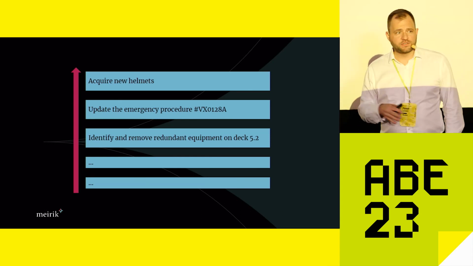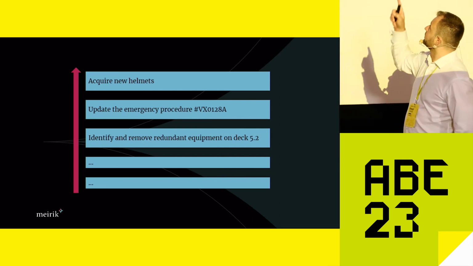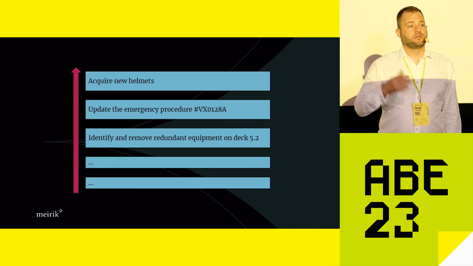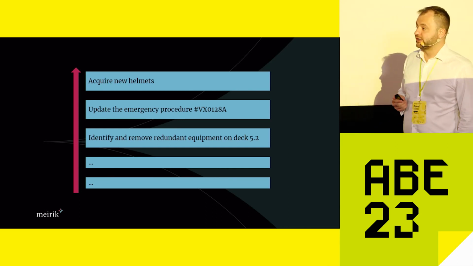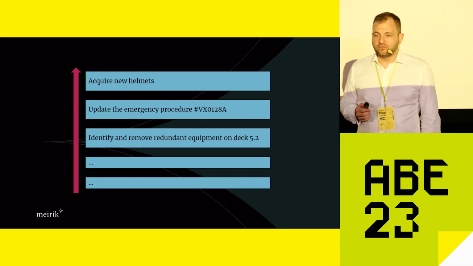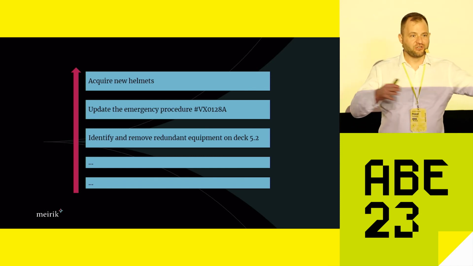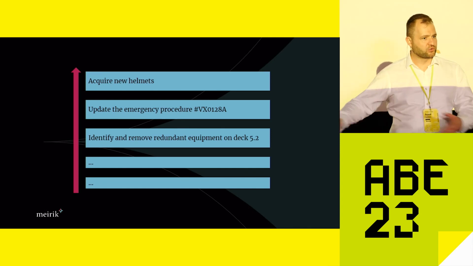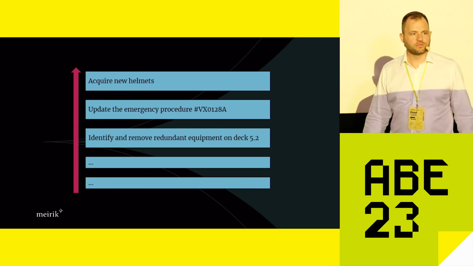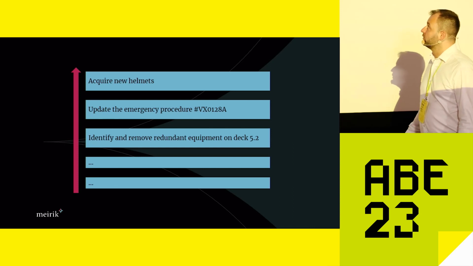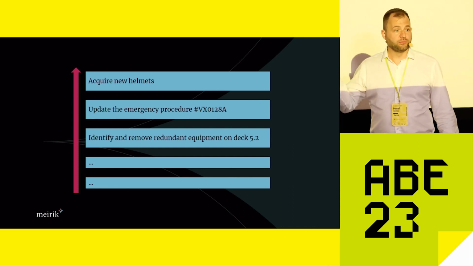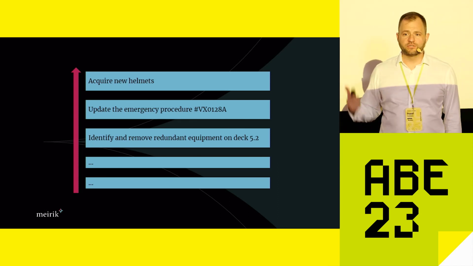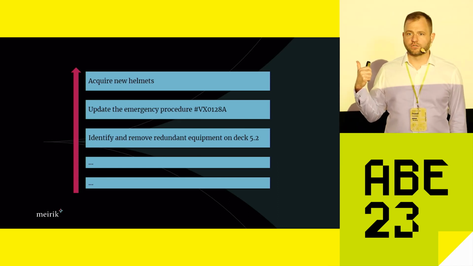What else? Well, there is an emergency procedure of that particular name over here. It needs to be updated because of our new standards. New government policies, as simple as that. Third item, a rig, windy, cold, icy. If there's too much equipment on the floor, people tend to trip and fall down, and it's quite dangerous in these weather conditions. We need to identify and remove redundant equipment on deck 5.2 on a certain rig. What's the product? What do we produce here?